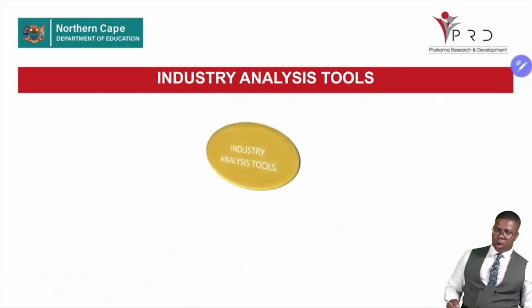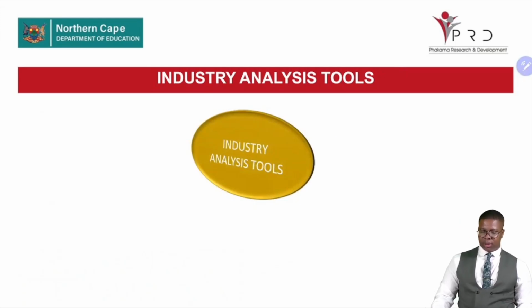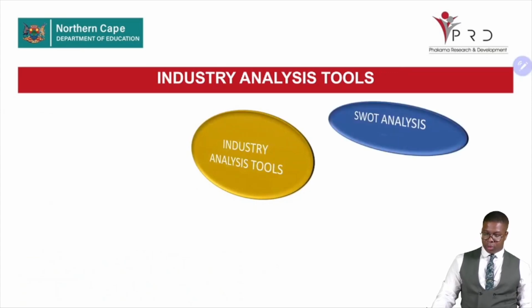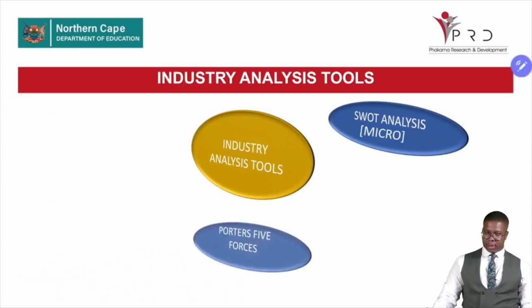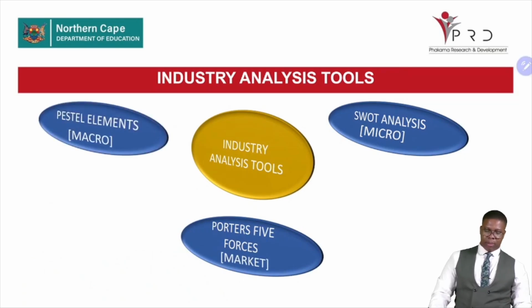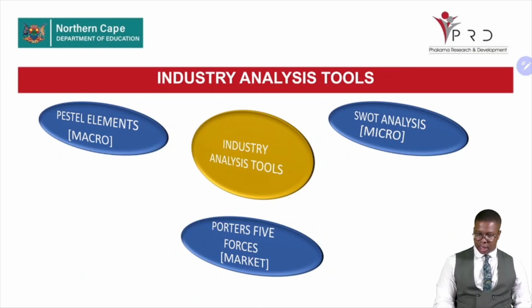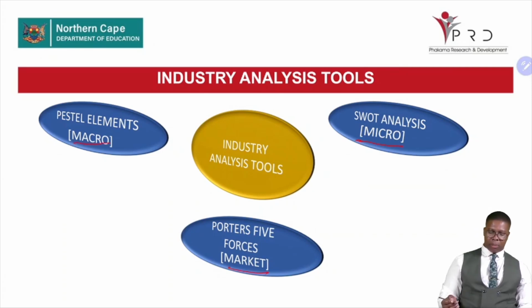As we proceed now, we look into the other content that is expected of you to identify from the scenario. This is industry analysis tools. So you have the following industry analysis tools: SWOT analysis, Porter's 5, and then we also have PESTEL elements. So we should know that the 3 tools scan the 3 environments. SWOT analysis would scan micro, Porter's 5 would scan market, and PESTEL elements would scan macro.